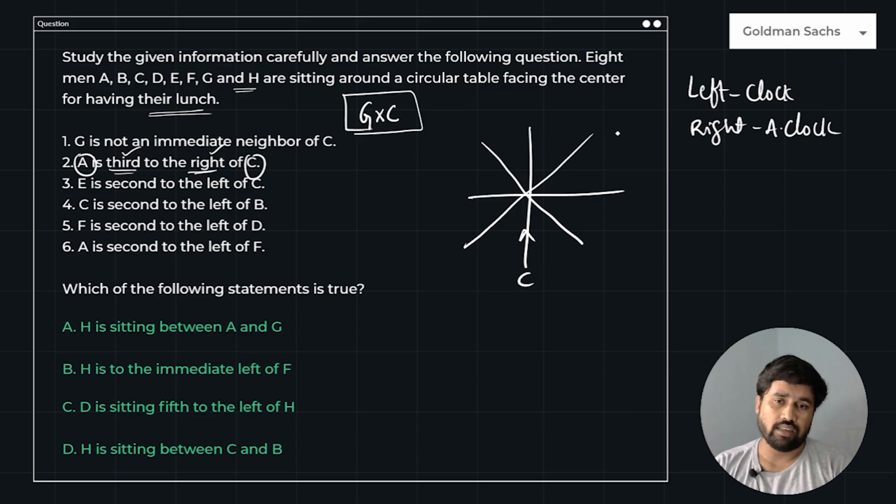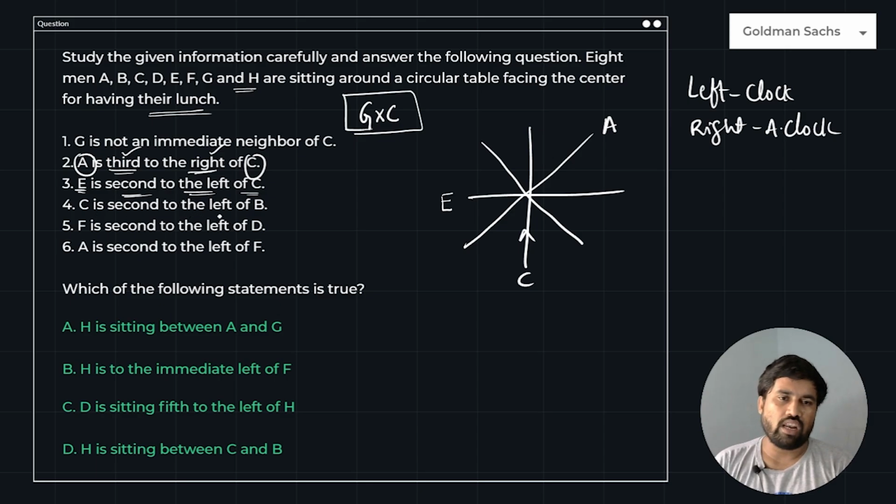First, second, third. So A will be here in the anti-clockwise direction. And E is second to the left of C. Again, I already fixed C. C left means clockwise, first, second. So here will be E.